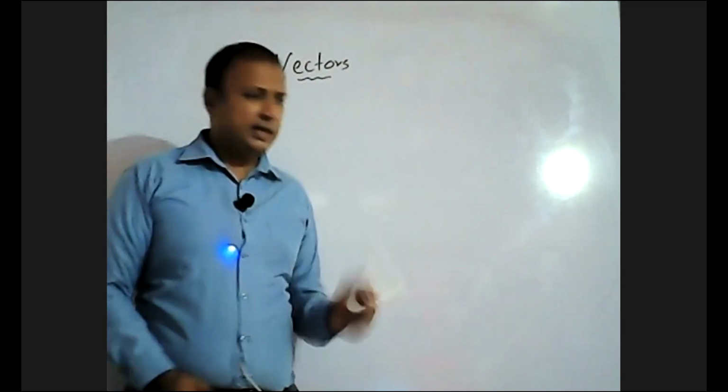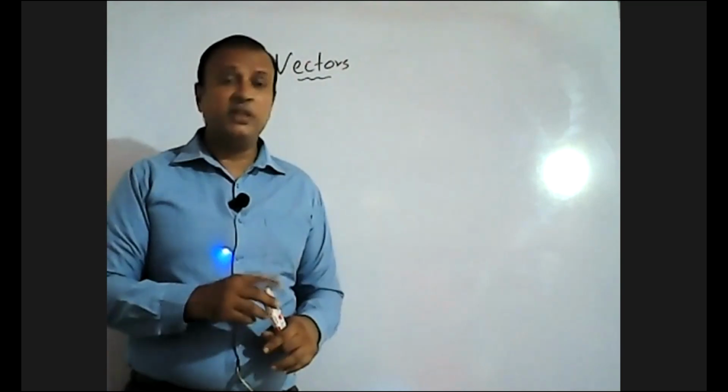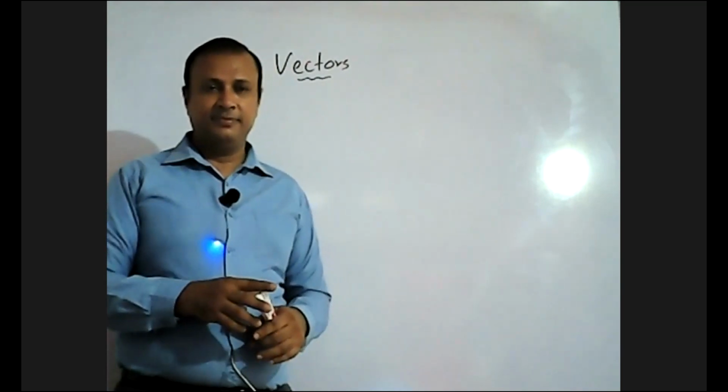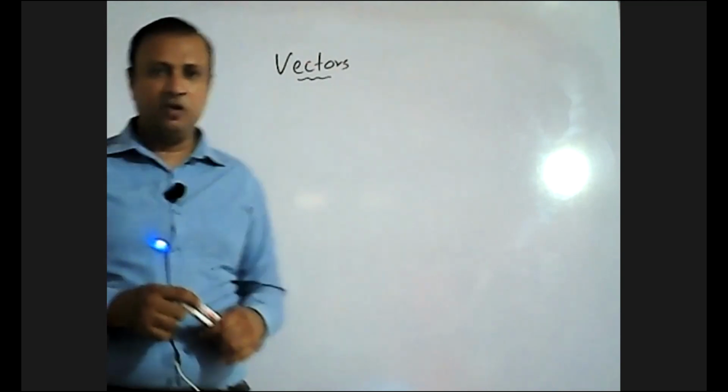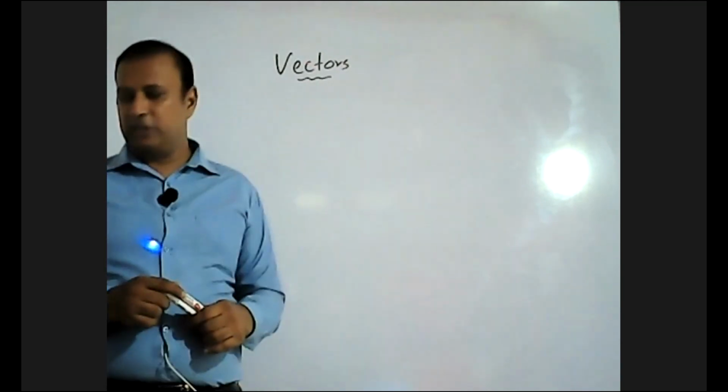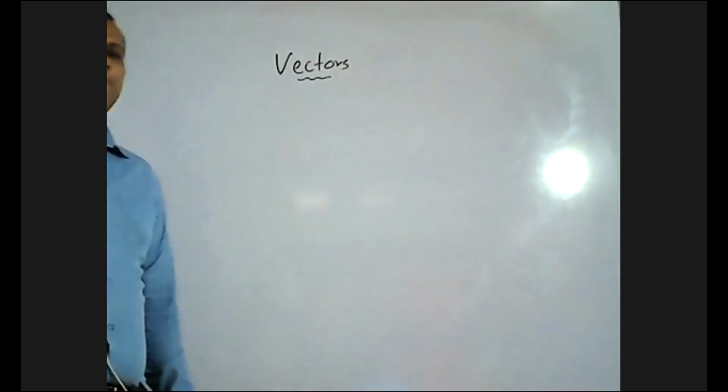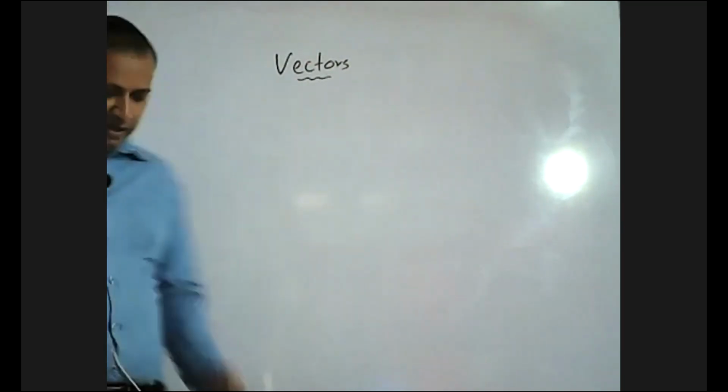In unit and dimensions, I have mentioned that a little bit. What is a vector quantity? Can you give me an answer? What is a vector quantity? Which has a magnitude and direction. Very good. Magnitude and direction.